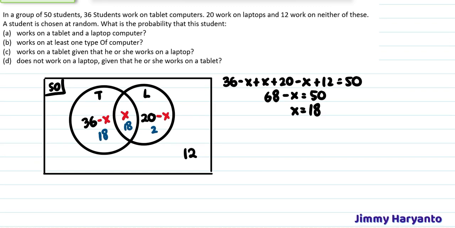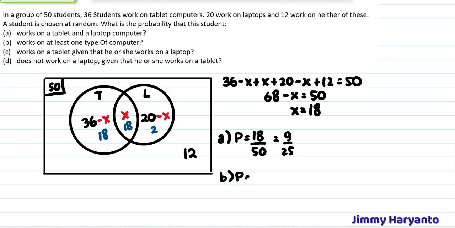The question wants you to find the probability of works on tablet and laptop. So you have to choose both of them, tablet and laptop. That means this one, 18. That means the probability of the first one will be 18 divided by the total. The total is 50, and then you have to simplify this, divided by 2, 9 over 25.